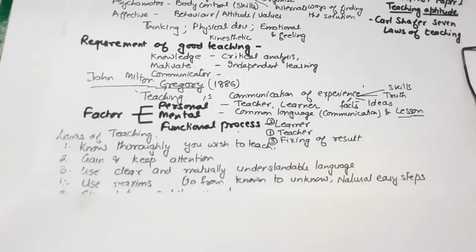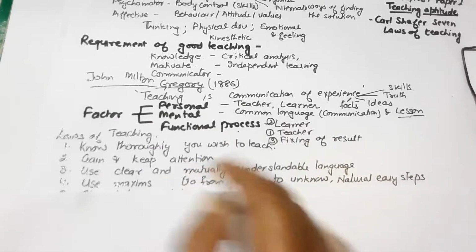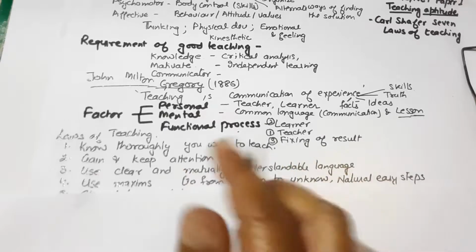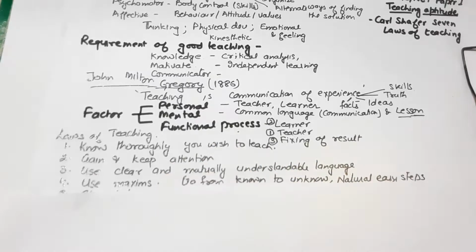The next law states that we should use maxims. We have studied certain maxims in the previous class. If you have not attended that, then go through it, because that will help you understand the psychological principles underlying the maxims, which make teaching easy. So he suggests that maxims like known to unknown and natural easy steps should be used, because that will make learning and teaching a psychological process.